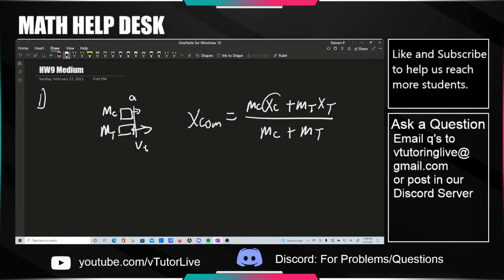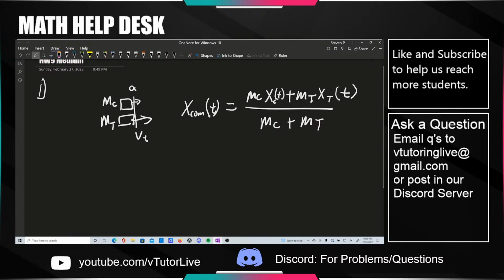Yes. So the only issue here is that x of the car and x of the truck are functions of t. So let's rewrite this as x_com being a function of t, and rewrite these also as functions of t, which means you can come up with an expression for them, and moreover you can take the derivative. The little t is time, the big T is truck, just so you don't get that mixed up. The point of this problem is that we just need to figure out what x_c(t) and x_T(t) are.